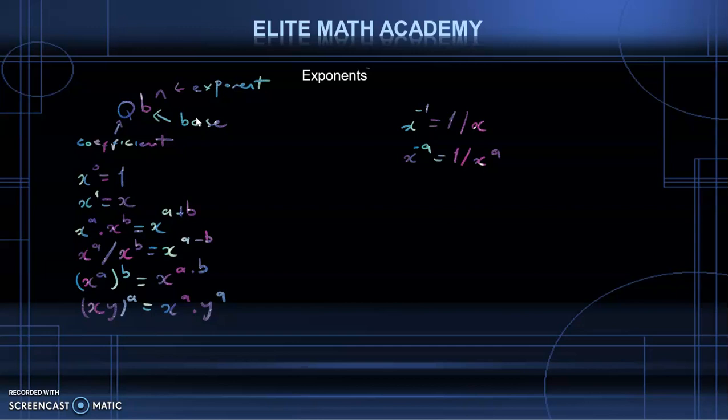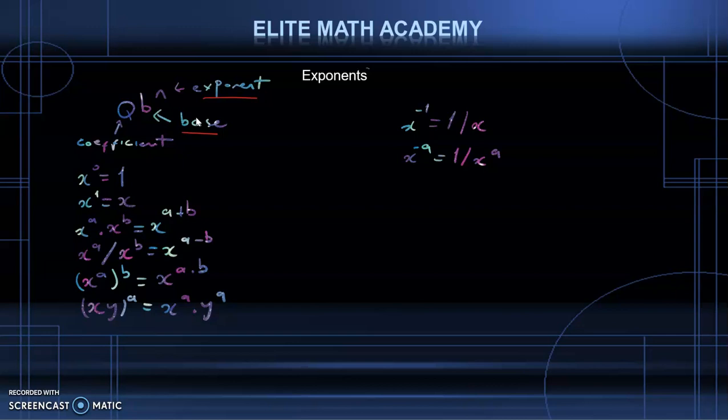Usually the coefficient is 1. If it's 1, then we don't express it. If it's 0, the entire exponent formulation is 0, right? So q is the coefficient, b is the base, and n is the exponent. Now, this is the introduction of exponents.